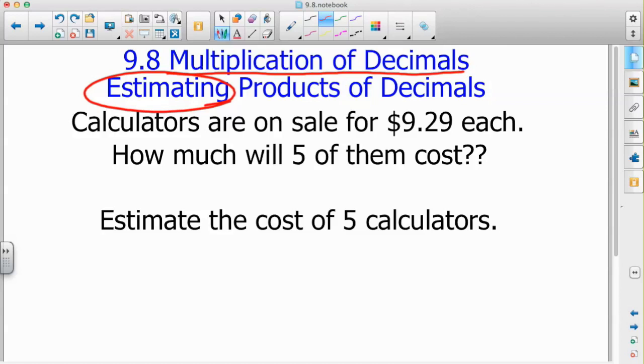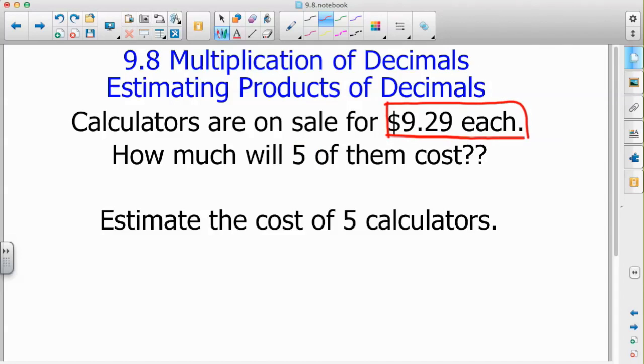For instance, in this first problem, Mr. X is very excited. The calculators are on sale for $9.29 each. How much will it cost to buy 5 of them? So in this strategy, when we estimate the products of decimals, we want to take a look at the cost of one calculator.